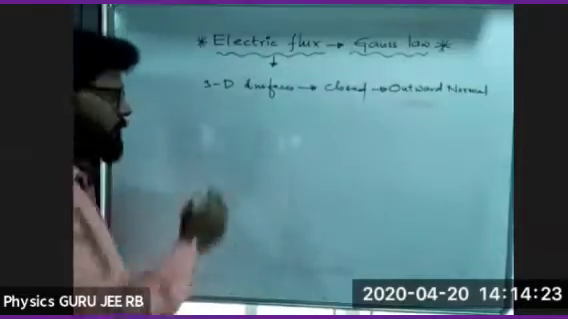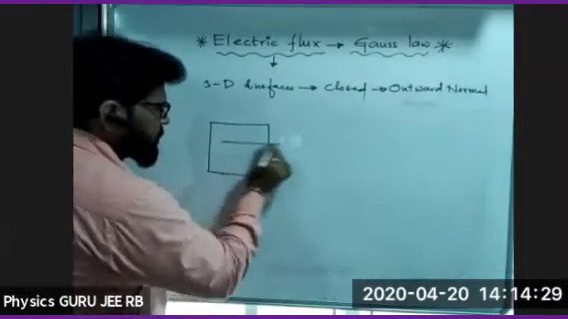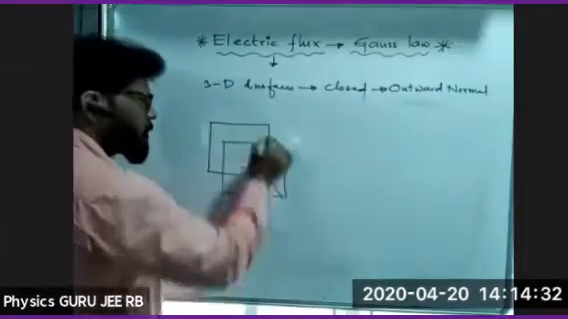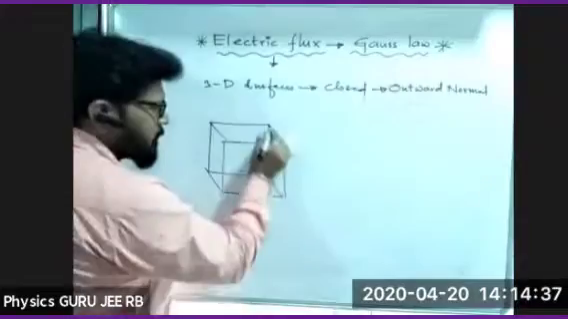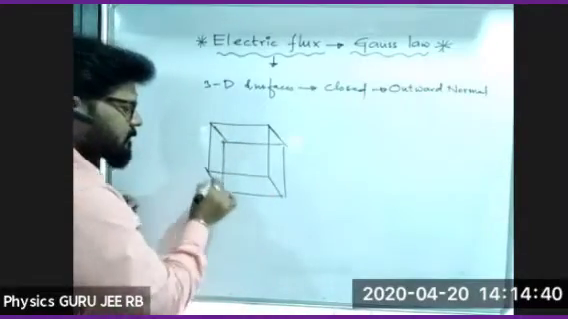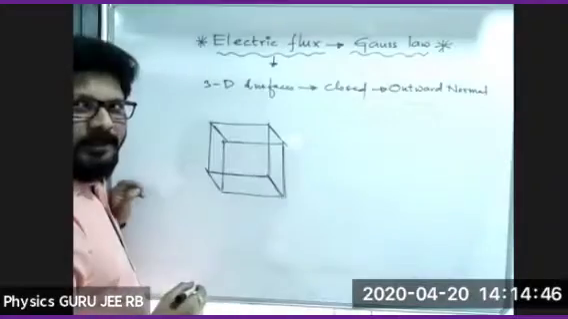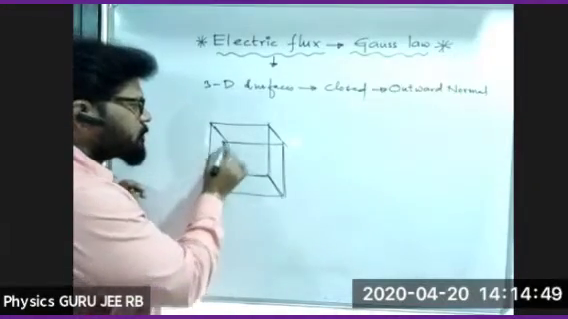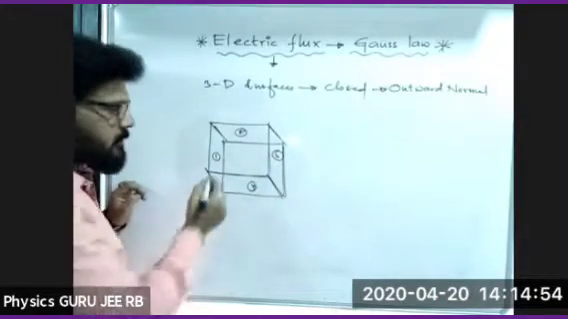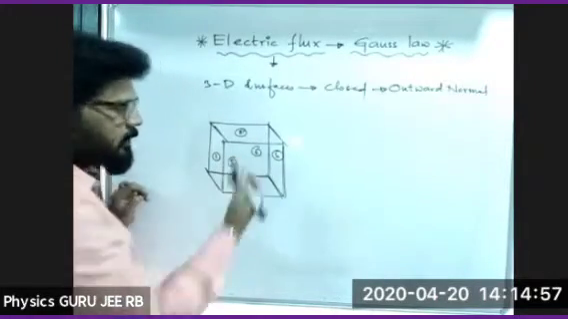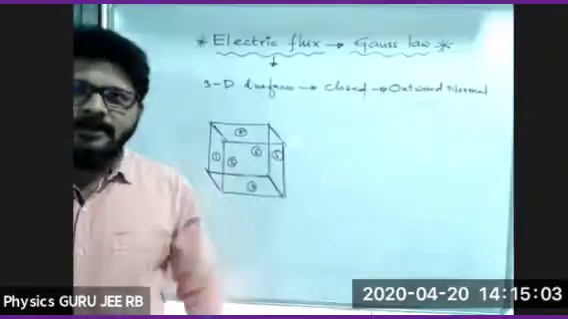Let me take first, in 3 dimension, a cube shape like this. Now how many surfaces are there here? Can anybody tell how many surfaces we'll have here? Six. If I take 1, 2, 3, 4, and front and back, 5 and 6. So 1, 2, 3, 4, 5, 6, 6 surfaces will be there.